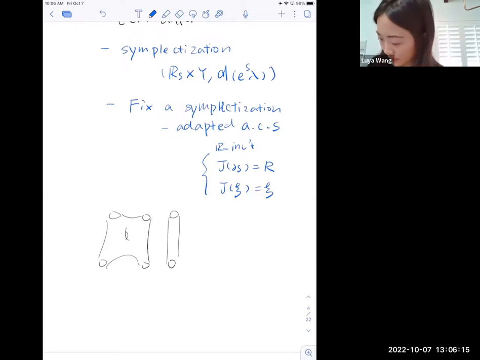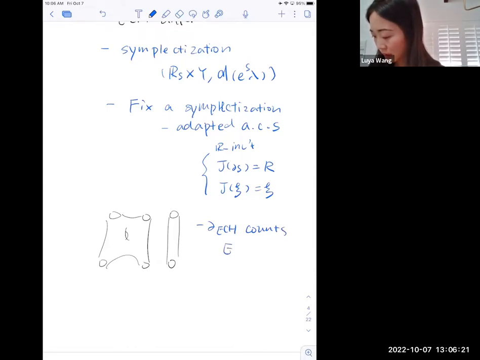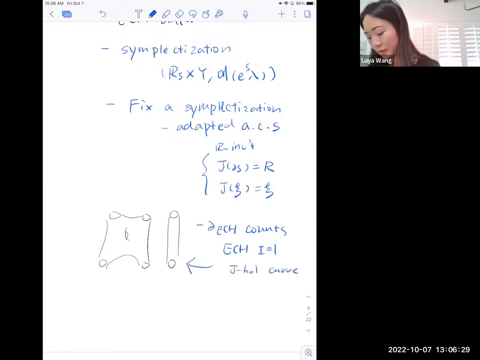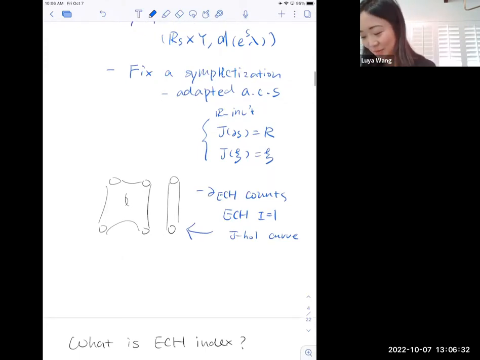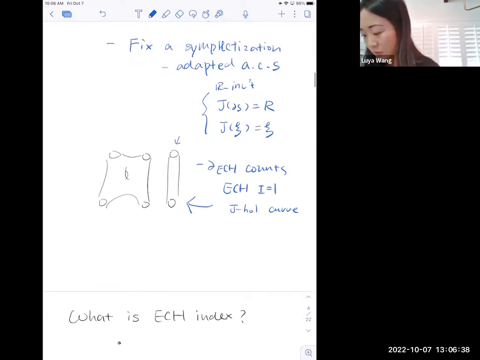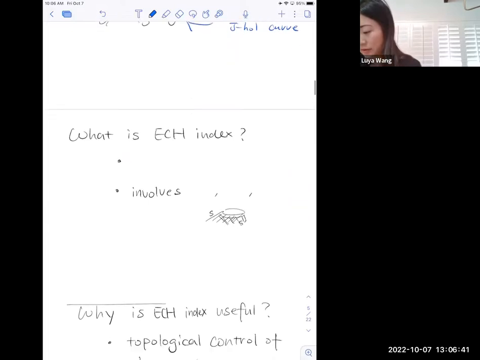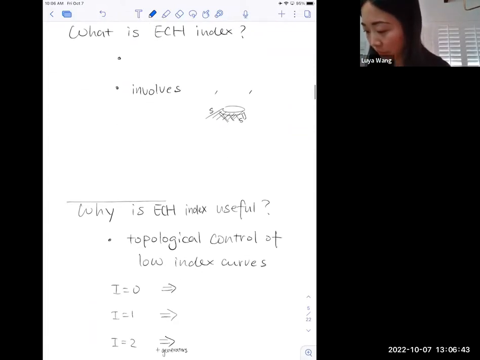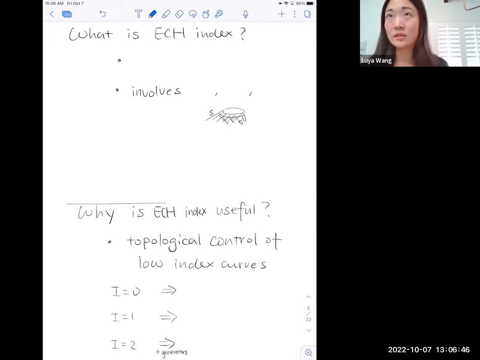So the ECH differential counts ECH index 1 J-holomorphic curves. So it can have multiple asymptotic ends and multiple genus. And it's also possible to have these trivial cylinders. Maybe I elaborate a little bit more here. So I will tell you, roughly speaking, what the ECH index is. I can't spend too much time on it, so I will limit myself to half a page.